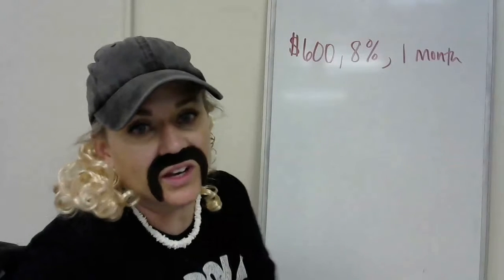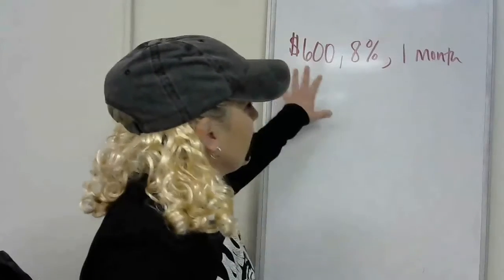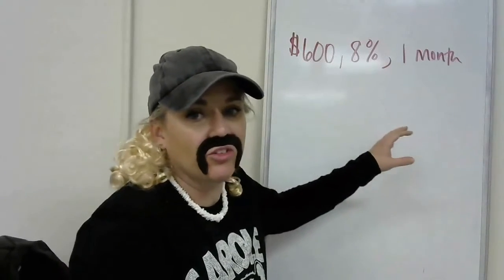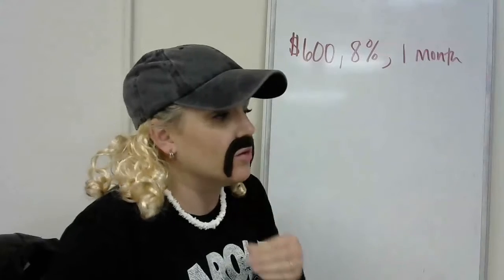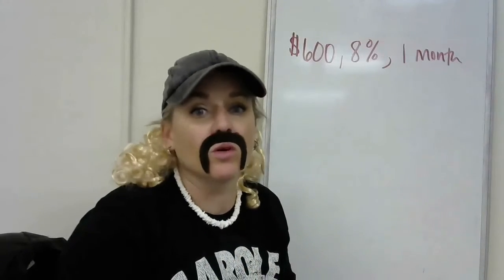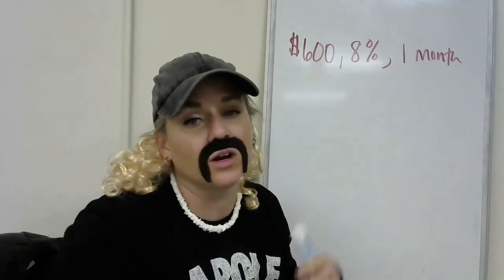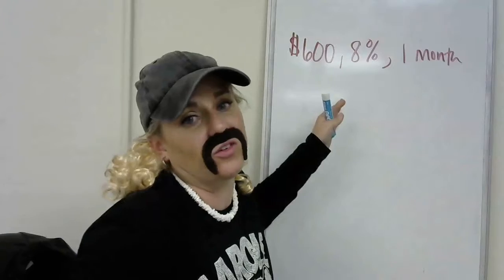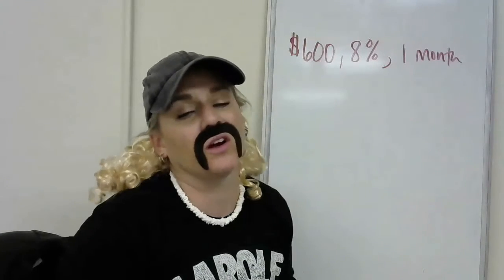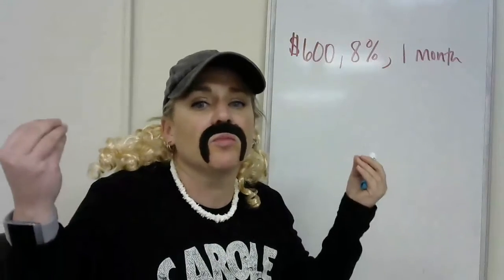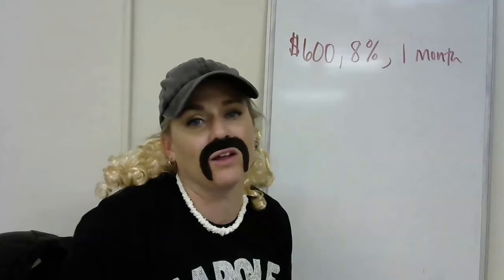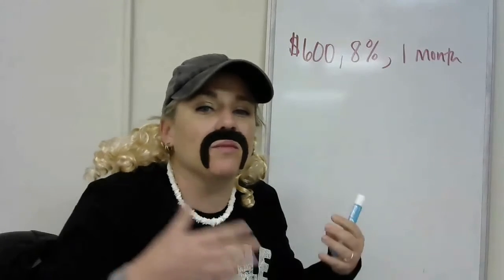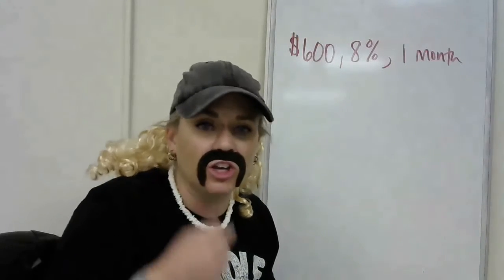Okay, this is going to be a little bit different. All right, so now we got $600 at 8% interest for 1 month. We're going to have to do this a little differently. We're going to multiply the $600 by the 8%. We're going to figure out what is 8% of $600, and then we're going to divide it by 12 because how many months are in a year? 1 year is 12 months.